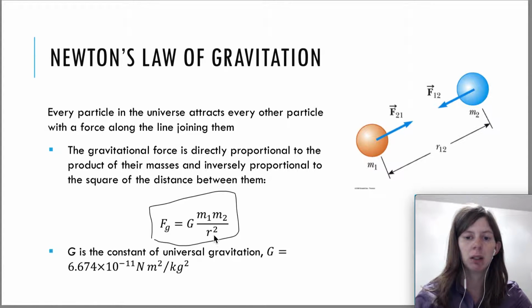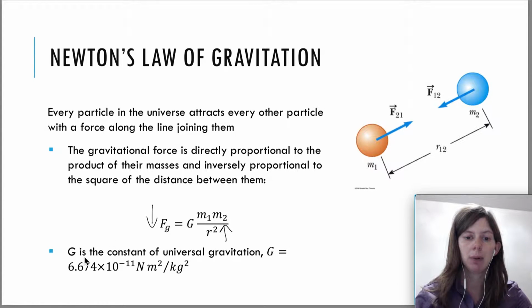When something depends inversely on something, that means that if you increase the distance, because it's in the denominator, then the force is going to decrease. As the objects are further away, they're going to feel less of this gravitational force.